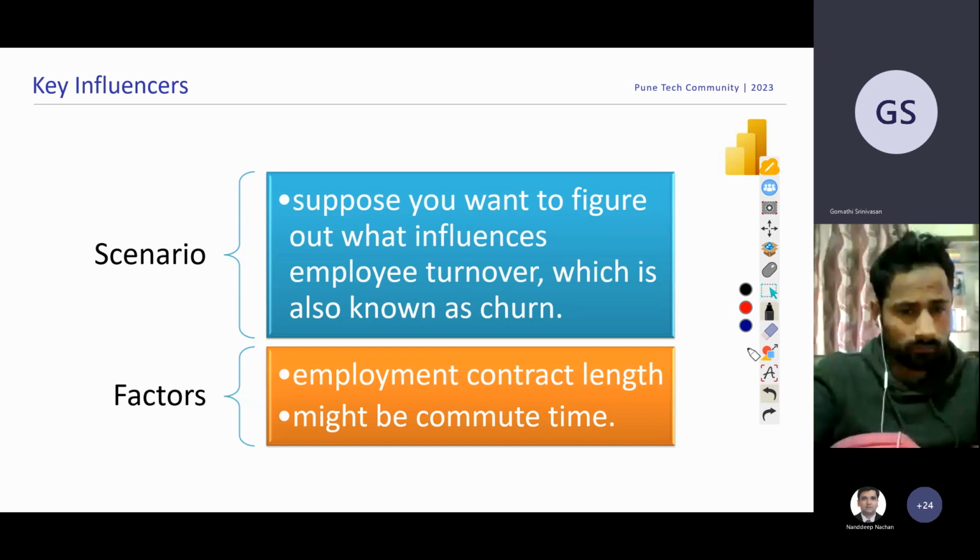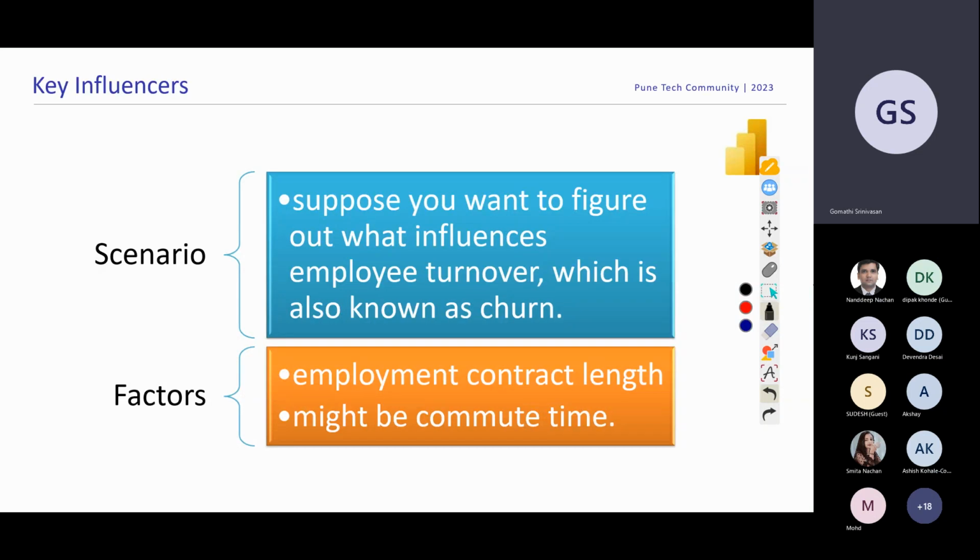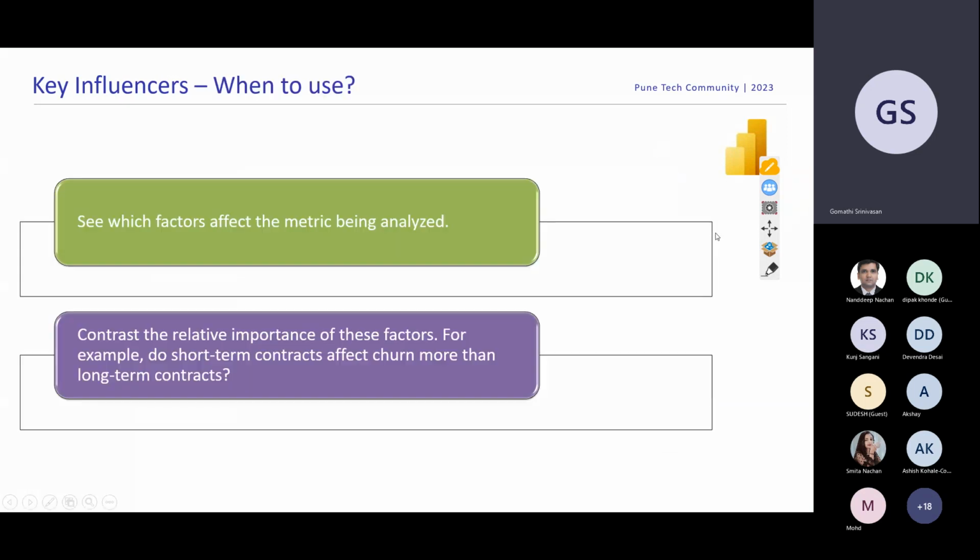We cannot tell what the employee turnover is with one or two attributes. For example, if you have multiple columns based on the rating of the employee, we cannot simply decide that this employee has the highest rating and so he is the one giving us the largest turnover. There might be multiple factors. So if you want to find the various factors which influence employee turnover, then you can use key influencers. Say employee contract length or employee commute timings, based on all these things we'll be using key influencers.